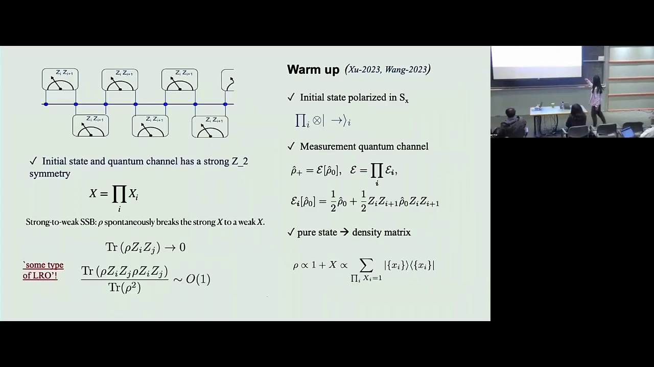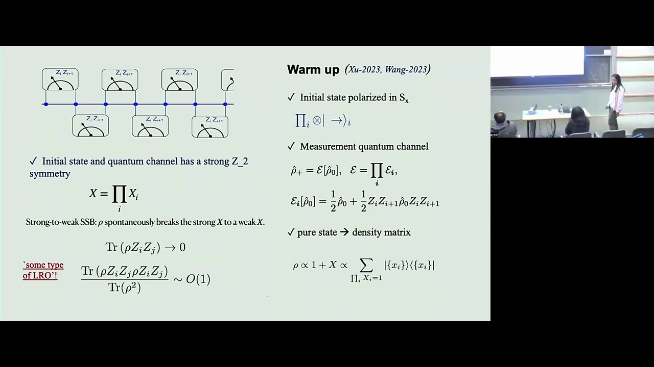So let's have a warm-up example proposed by Xu and Wang last year. Suppose I have a 1D quantum spin chain, and initially all of the spins are just a tensor product state polarized in the SX direction. And then I make a measurement quantum channel such that I only measure the spin bilinears on nearby sites and average over all possible results. After this process, our initial spin polarized pure state becomes a mixed state density matrix, which can be calculated explicitly. It can be represented by such a 1 plus capital X density matrix.